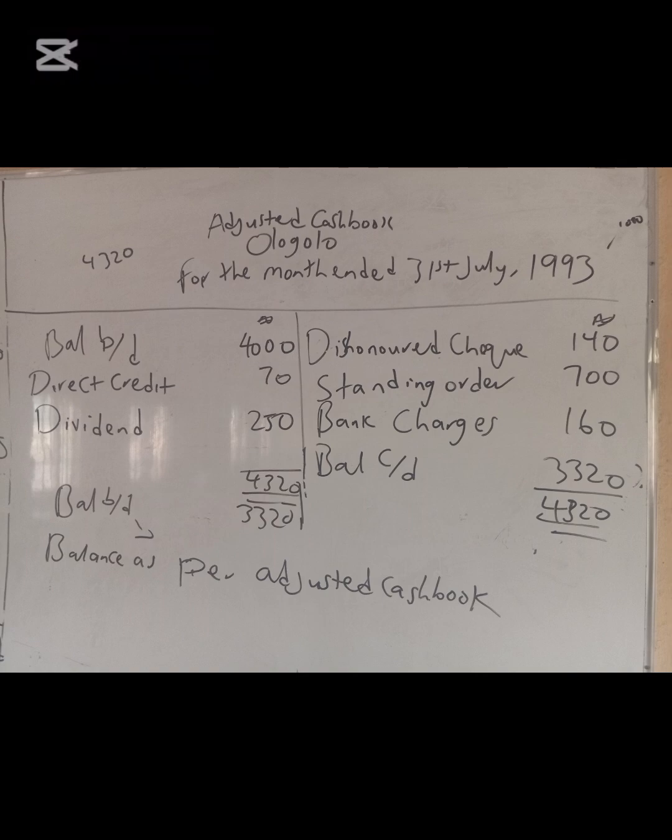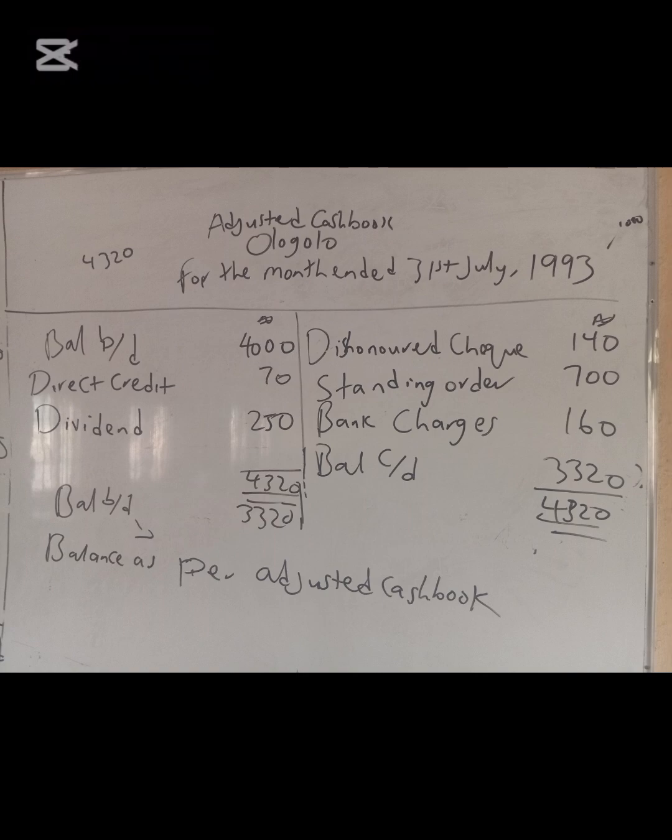The one on Shegun, giving 17 naira, is the direct credit, so put it. The dividend that they talked about, that 250, we put it. Now the credit we go to the side of debit. Remember they told us the bank rejected a check of 140, put it there as dishonor. They talked about that standing order to a club, 700, we put it. The bank charges of 160, this firm didn't know about.